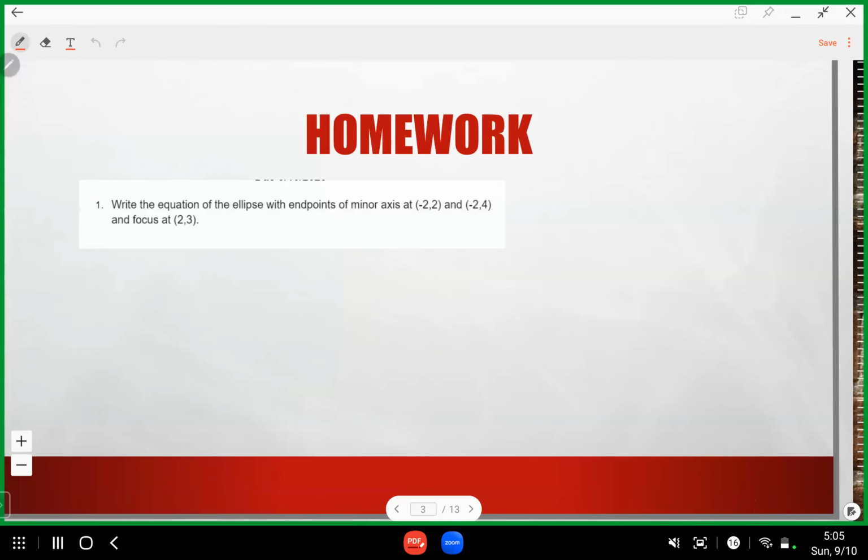The first homework question is to write the equation of the ellipse with endpoints of minor axis at -2, 2 and -2, 4, and the focus at 2, 3. Make sure you did this, or if you have not done this yet, make sure you do it now and put the answer in the chat.